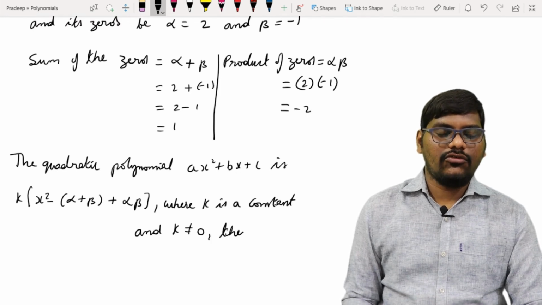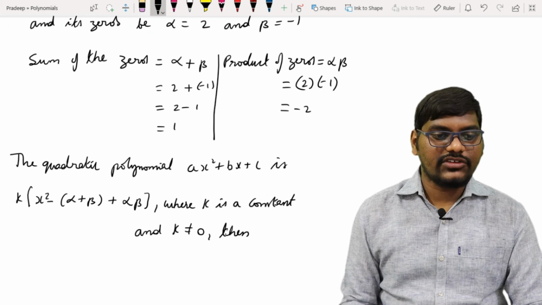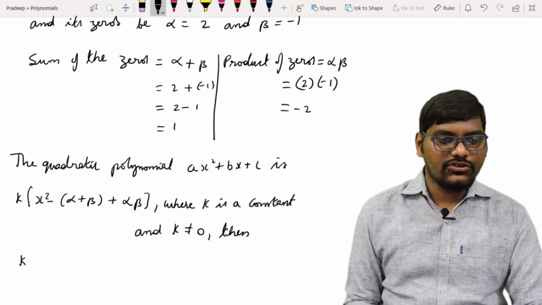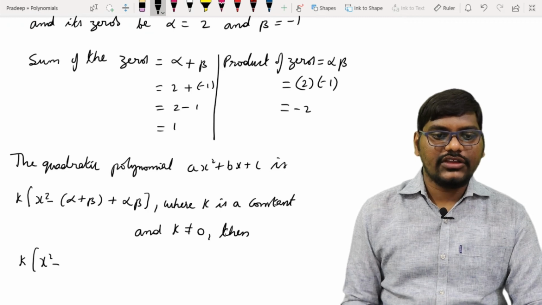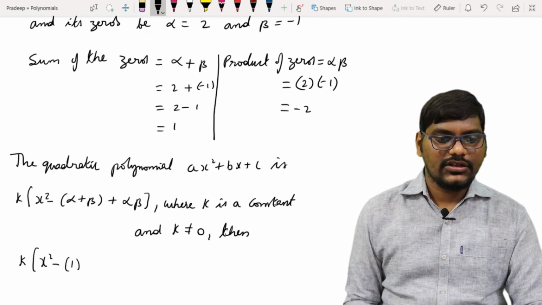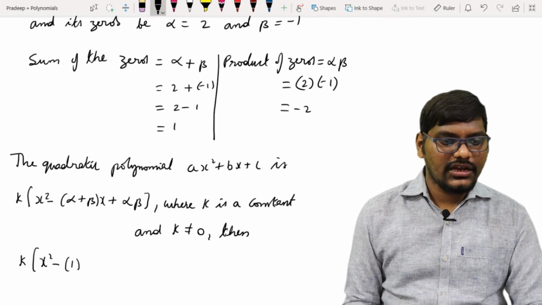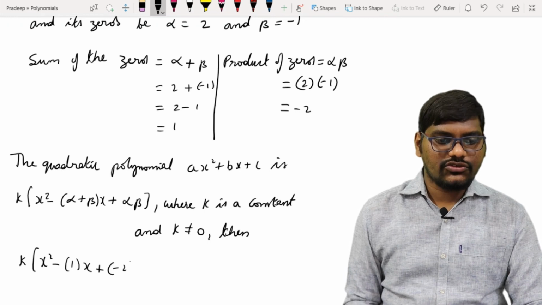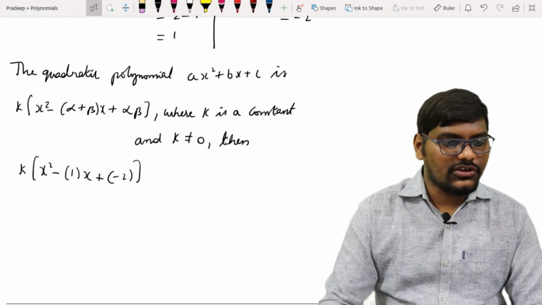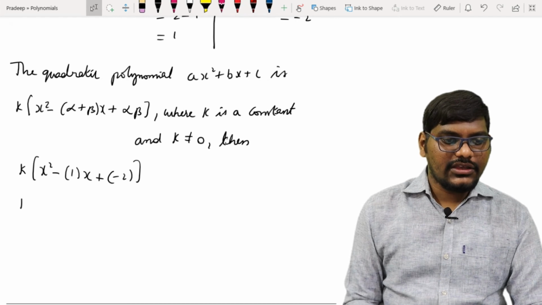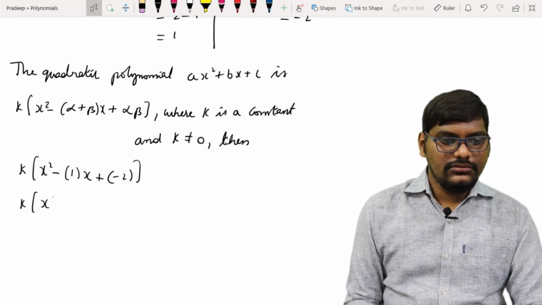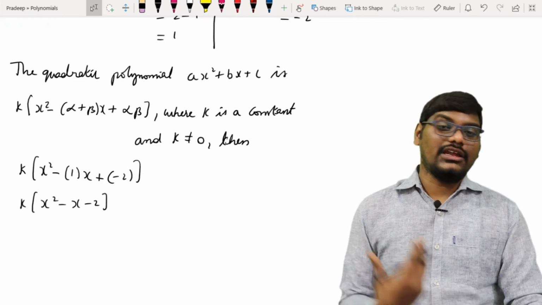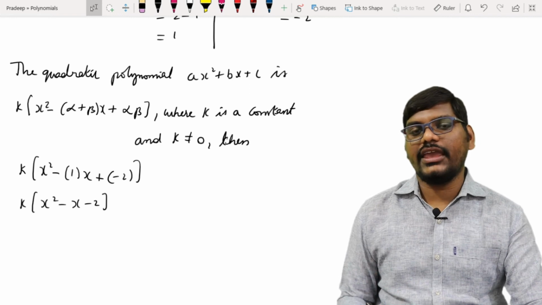Okay, so then we'll substitute the sum and product of zeros here. I can write k into x square minus the sum, which we got as 1, times x, plus the product, which we got as minus 2. So we are getting k into x square minus x minus 2. This is the equation where there are no denominators, so we can simply take k as 1.